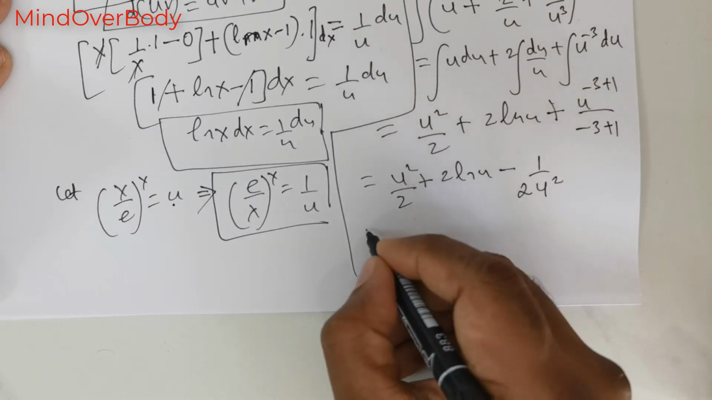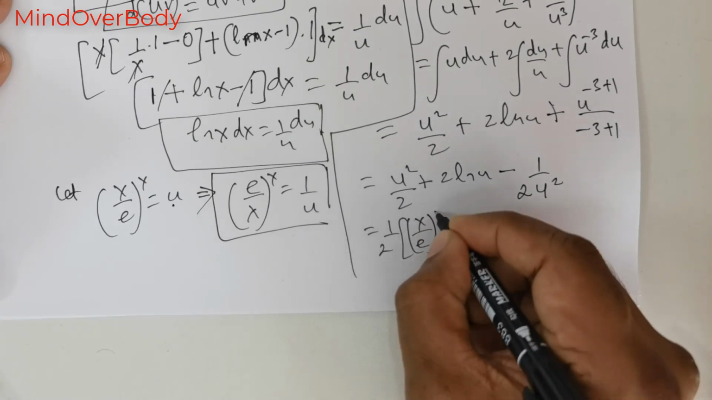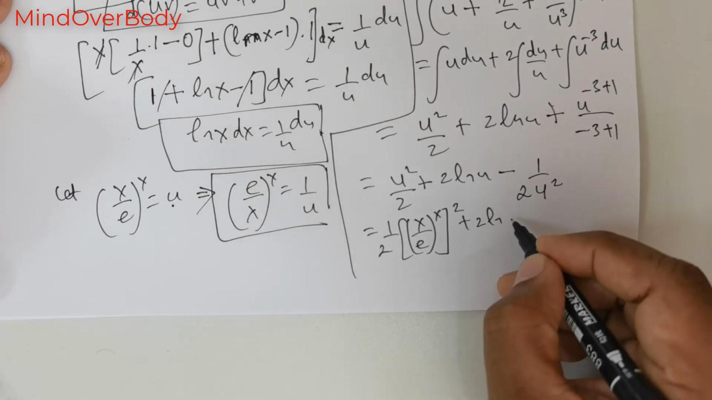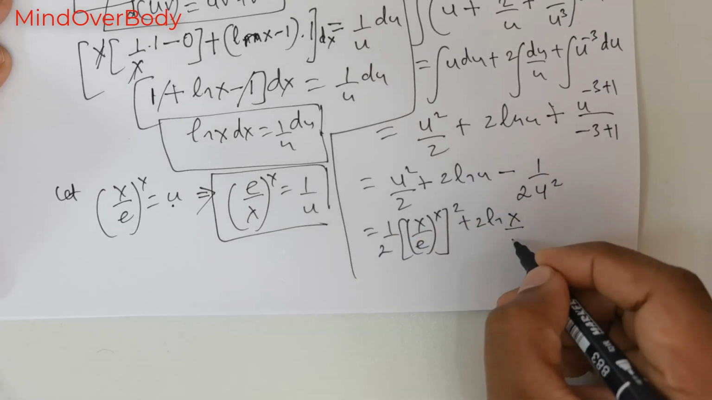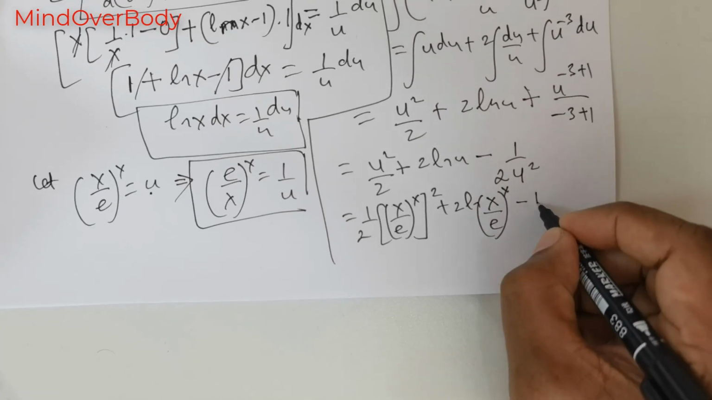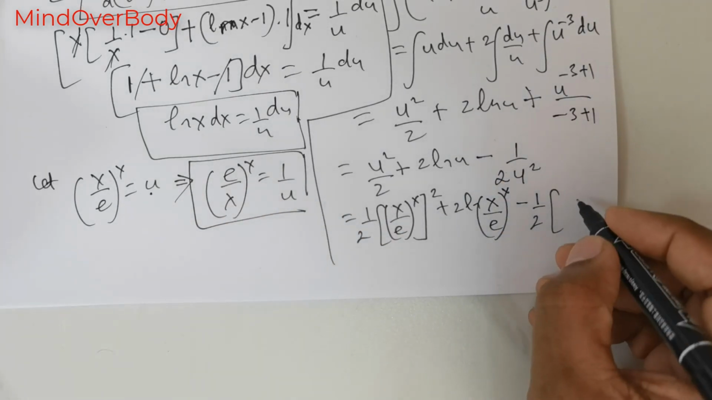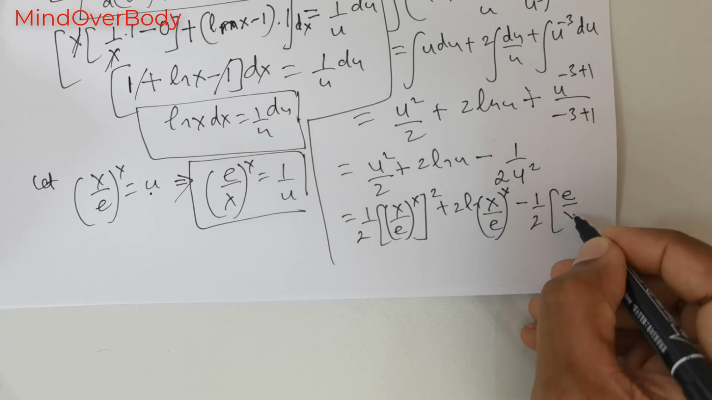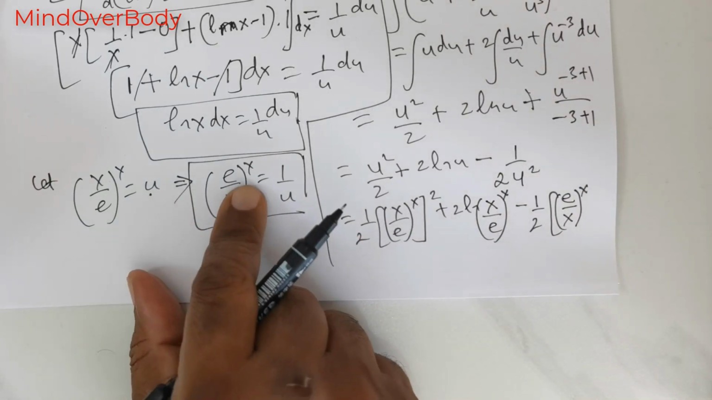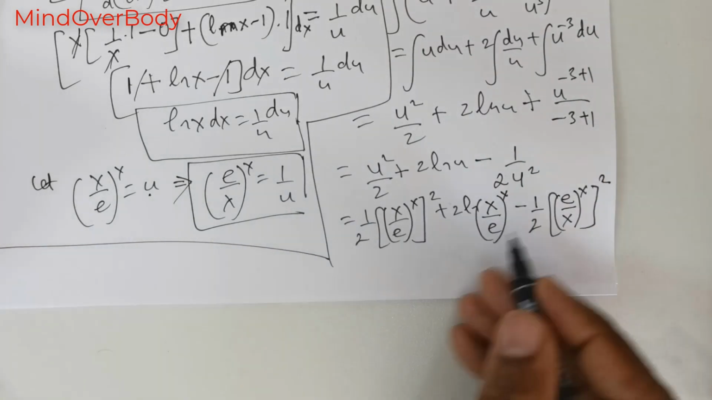So what we can do is rewrite this as 1 over 2 times, my u is (x over e)^x, that is raised to the power of 2, plus 2 times ln of my u, which is (x over e)^x, minus 1 over 2 times, now 1 over u is this, so you can write that down, (e over x)^x, that is raised to the power of 2 here, so you can place the 2 there. Now you can simplify this further.